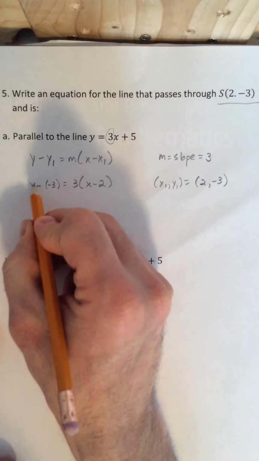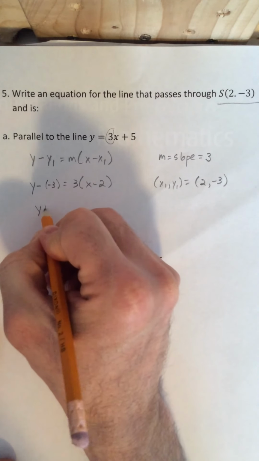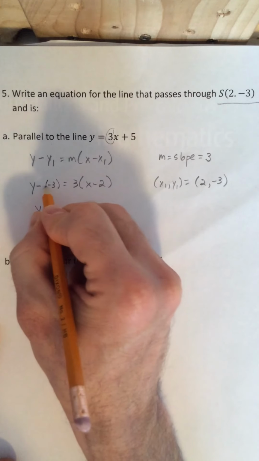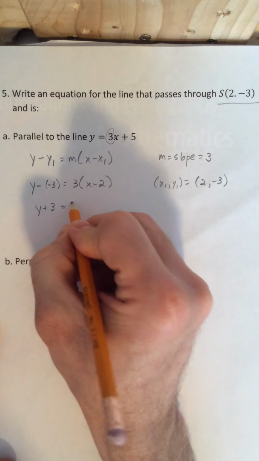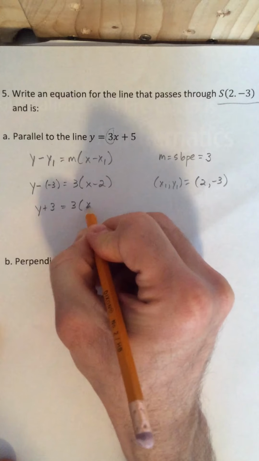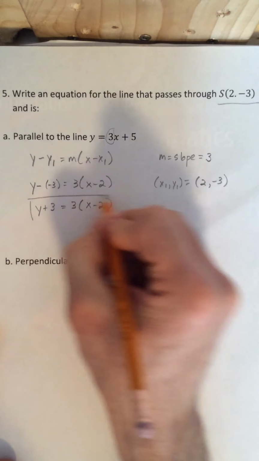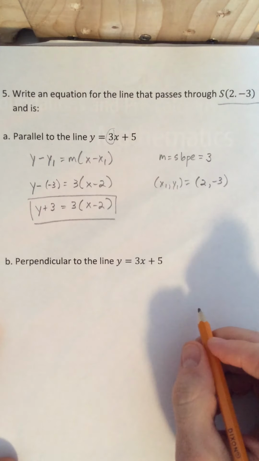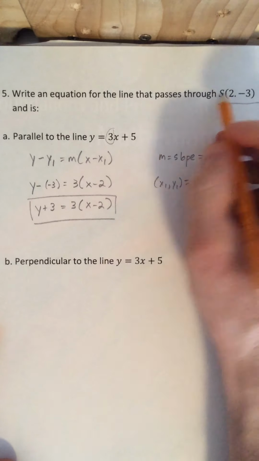Now we just need to simplify this part, which is y plus 3. Since it's y subtract negative 3, it'll be y plus 3 is equal to 3x minus 2. And this is the equation of a line that passes through the point S and is parallel to this line.